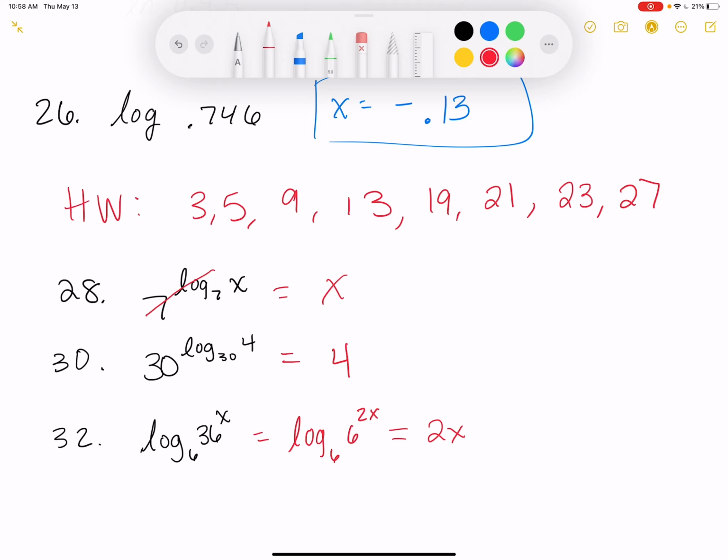So this was log base 6 and then 36 to the x. But I wanted to get them to be matching, so I rewrote 36 as 6 squared. Because there was an x up there, it's log base 6 of 6 to the 2x. And then those things canceled, leaving you with 2x.